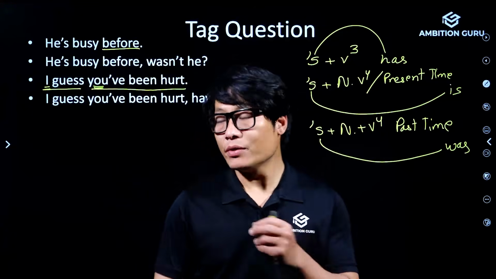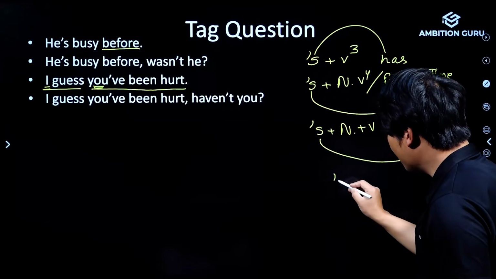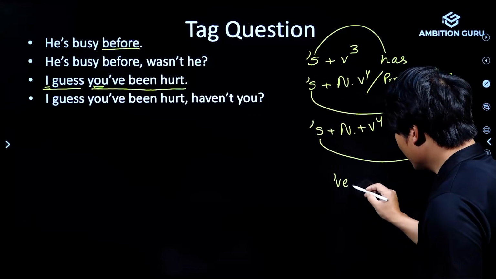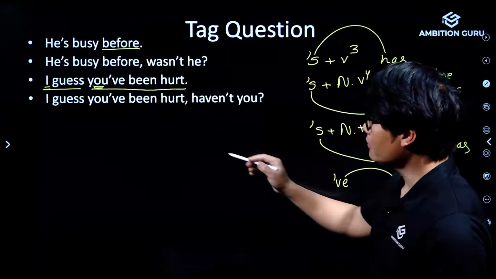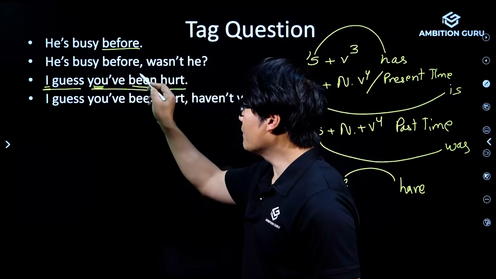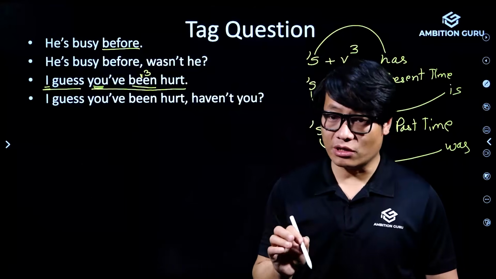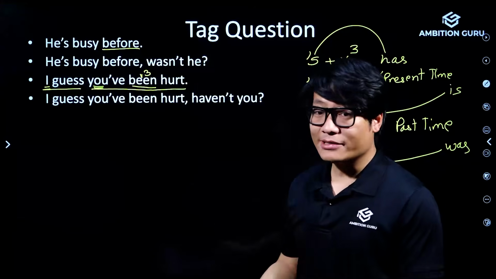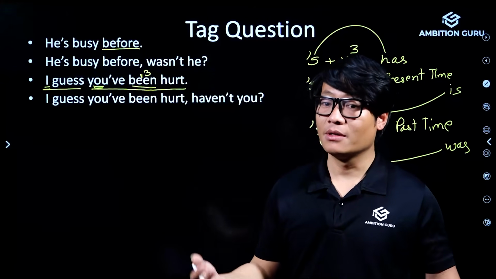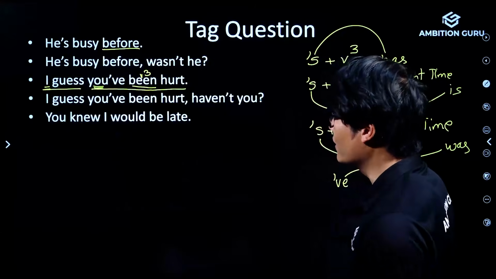Haven't you? You need to understand this. If there is an apostrophe, what does it mean? It's have. And you can see here, been. Been is verb 3. That's why this have is an auxiliary verb and the answer should be haven't you. I guess you have been hurt, haven't you? That's right.